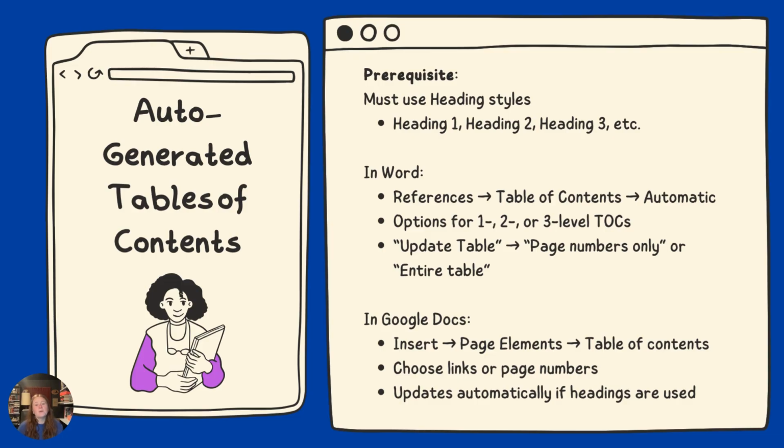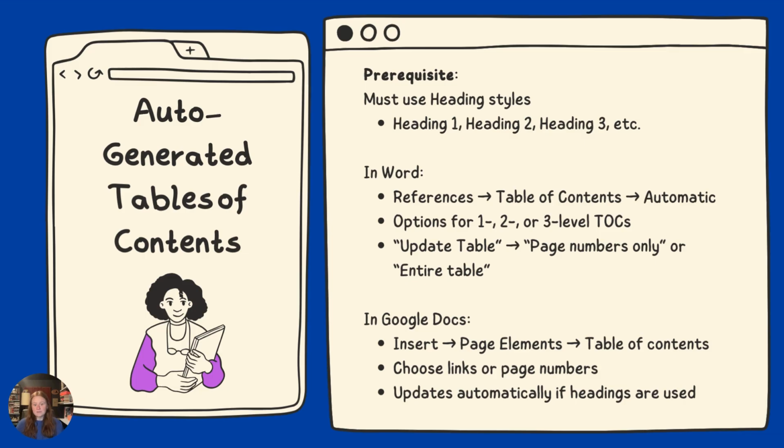And then once the table's in there, you can right click on it and select update. You can either update just the page numbers or you can update the entire table. So if you change the title for one of your sections, that heading will update in your table of contents just as it'll update when things get moved around to different pages. So once the table's in there, it's really easy to update, literally just one click.